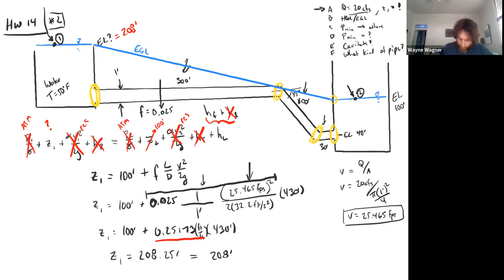So anyway, we need to figure out, well, what's the difference between this line and the HGL? The difference between the two of them is the V squared on 2G, which fortunately, well, I wasn't quite as proactive as I thought I would be, but that's this right here. So V squared on 2G, if I plug that into the calculator, 25.465, square it, divided by 64.4, and that's 10.069 feet.